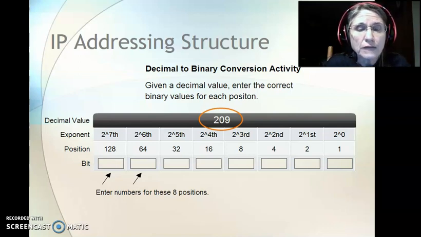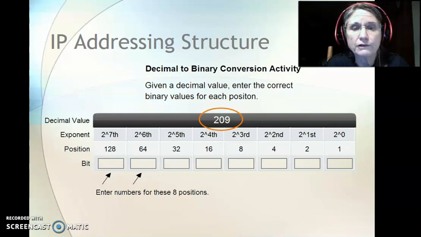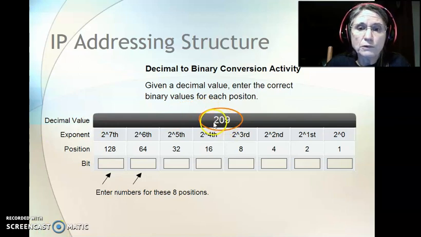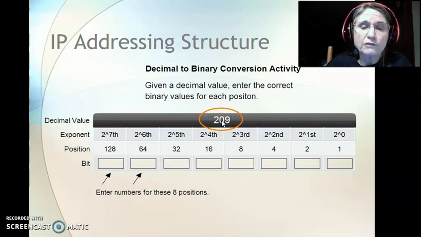But, hey, we're still in a world where the computer remembers binary. So we have to get some skill at converting back and forth. So here is an example where we have the number 209. How would we convert that into its 8-bit binary form?